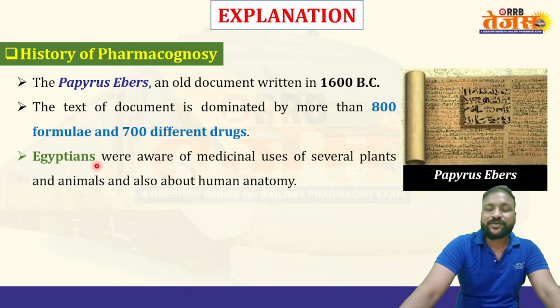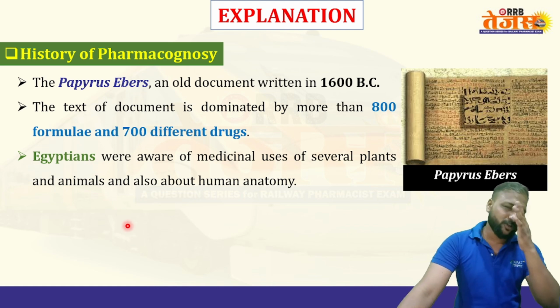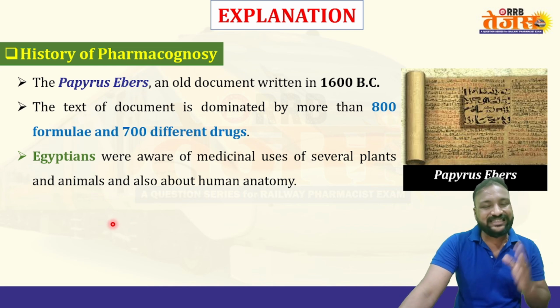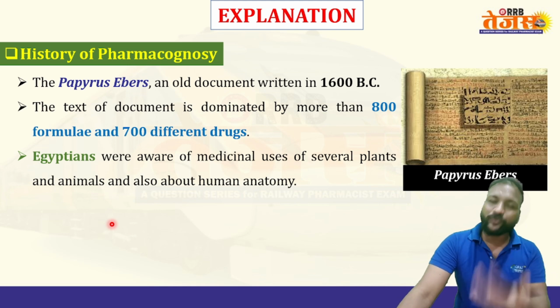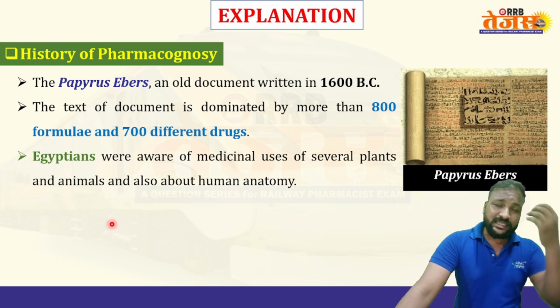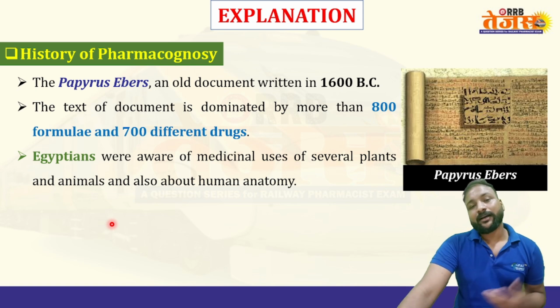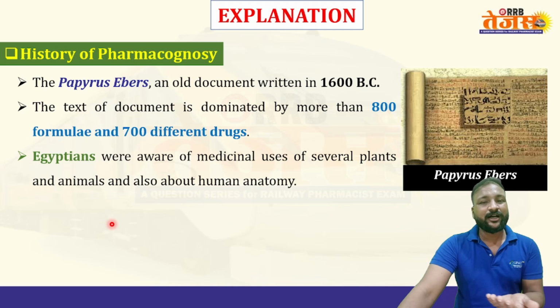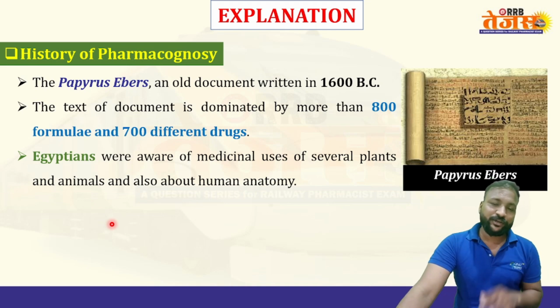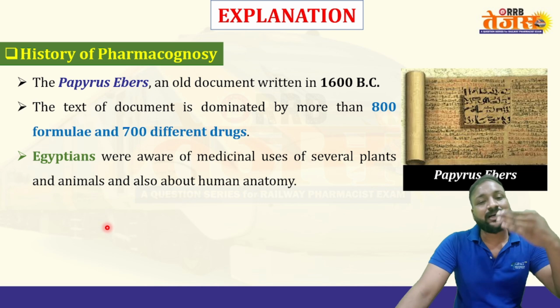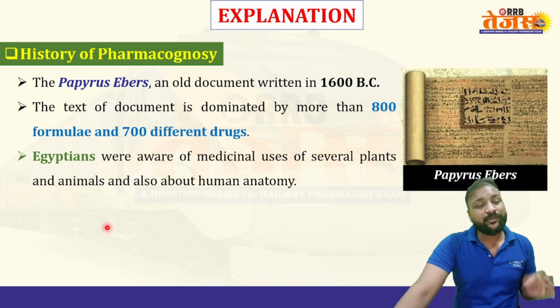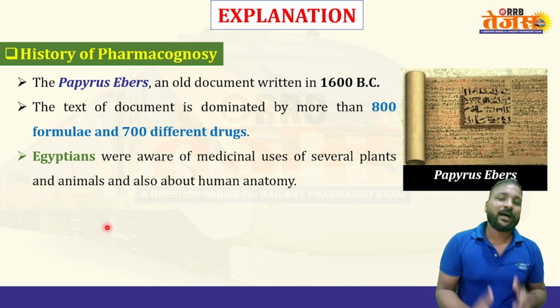So these Egyptians were aware of the medicinal use of several plants and animals and also about human anatomy. I'll tell you one fun fact here. That's the reason, if you observe the cremations or the rituals of some countries like Iran, Iraq, Mesopotamia, such as Egypt, in the movies also you can observe that they place some medicinal herbs just beside the dead bodies, or they place such herbs in their houses also.